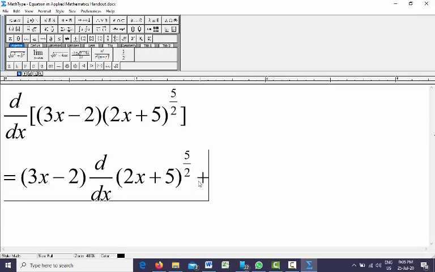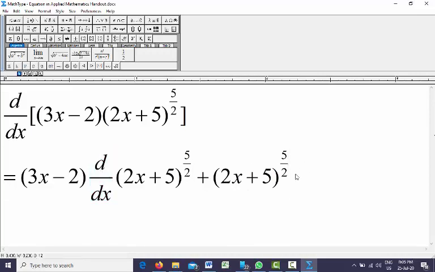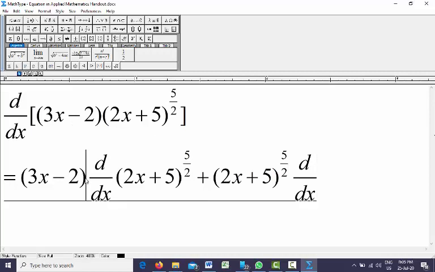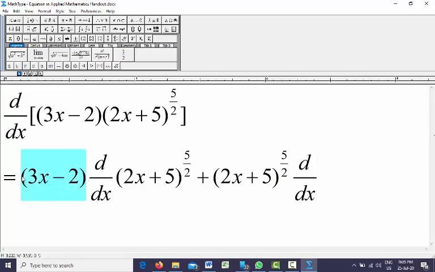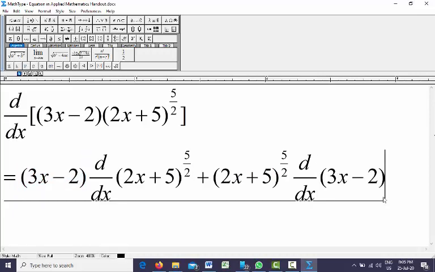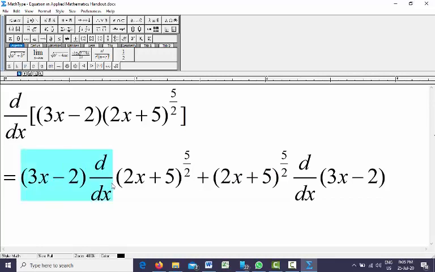So now we will have a plus. This is the formula. When both of these are in multiplication, we will have a plus there. Now they will switch each other's position. So we will write this one again here after the plus, and then we will have a d by dx there, and then the other one. The one that was behind d by dx should now come in front of d by dx.